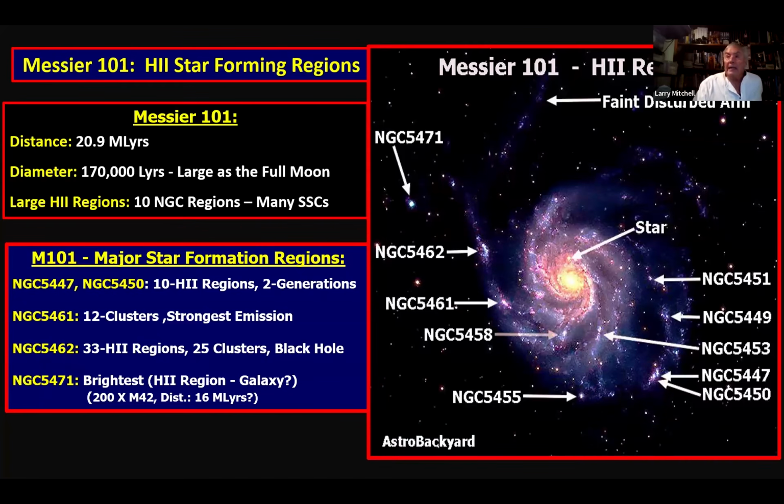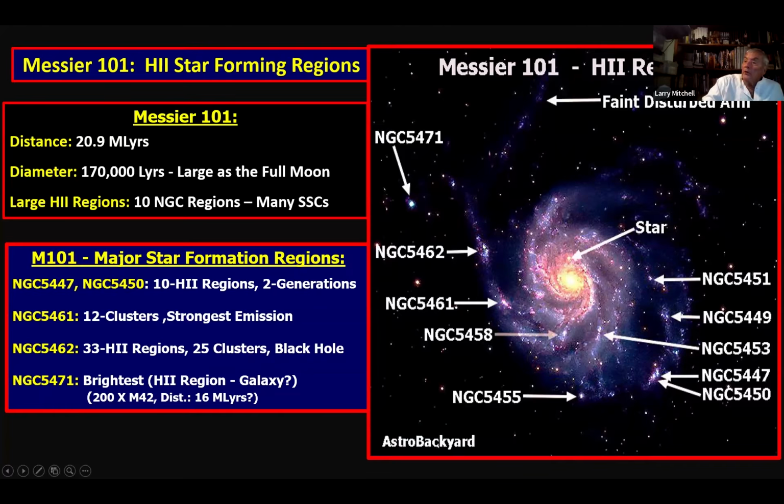Messier 101 has 10 NGC objects within the galaxy itself. These are all star-forming regions, superstar clusters, and they're fairly easily seen. NGC 5461 has 12 clusters located within this group. 5462 has 33 H2 regions, and you can kind of see the individual knots there, with 25 clusters, and there's a black hole in the center of this.